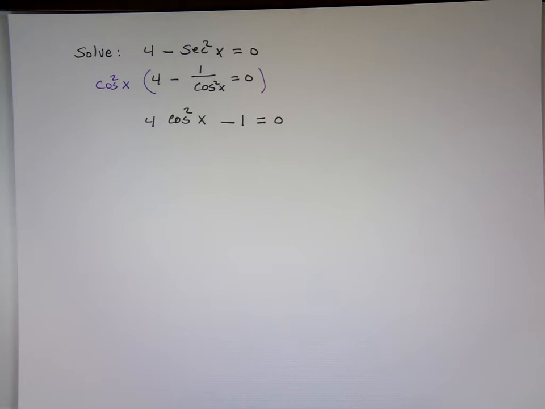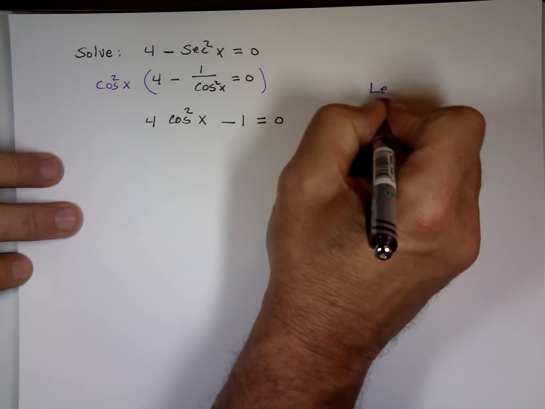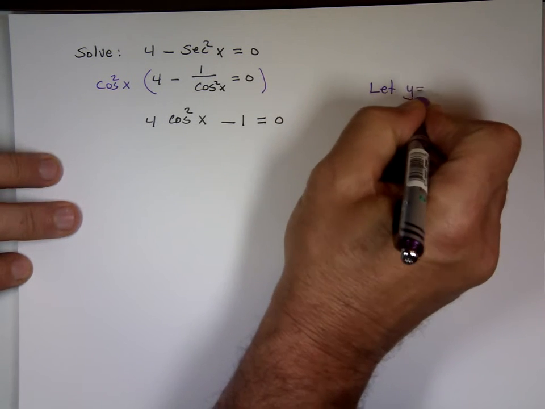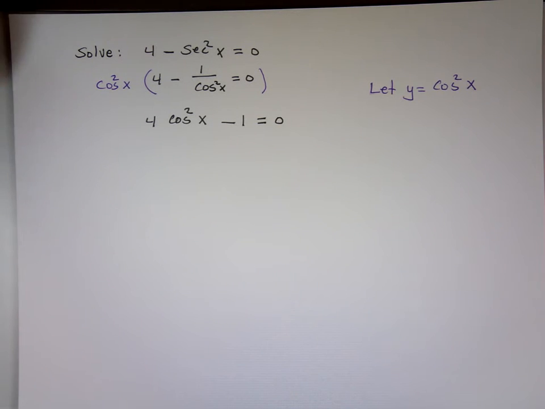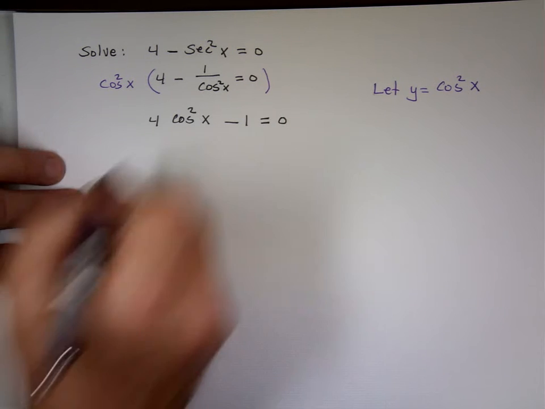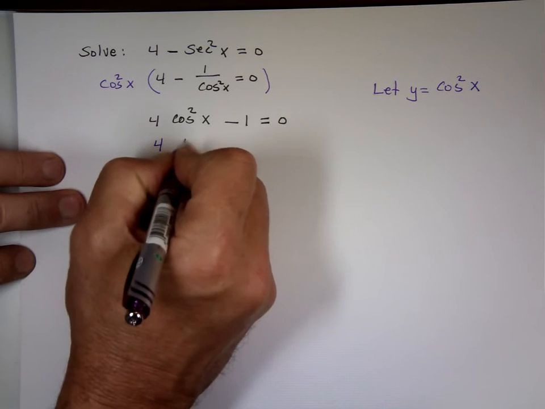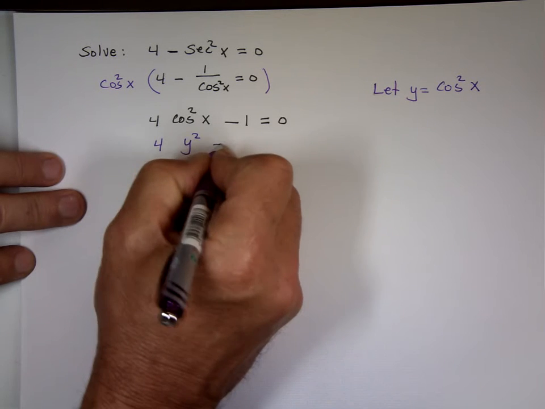Jennifer, was it you who said, can I do that all the time? So let me let y equals cosine squared x and see if I can solve that problem. I don't like trig. I'm trying to get rid of it. That becomes what? 4y squared minus 1 is equal to 0.